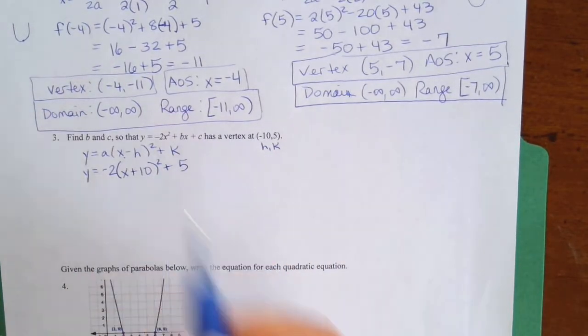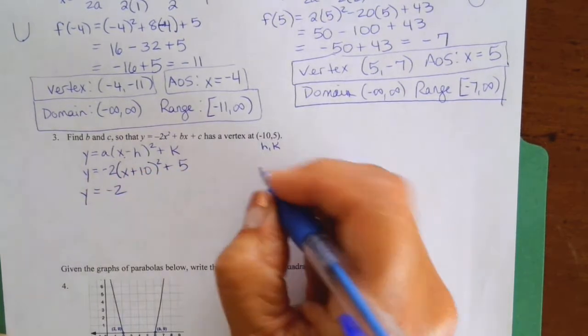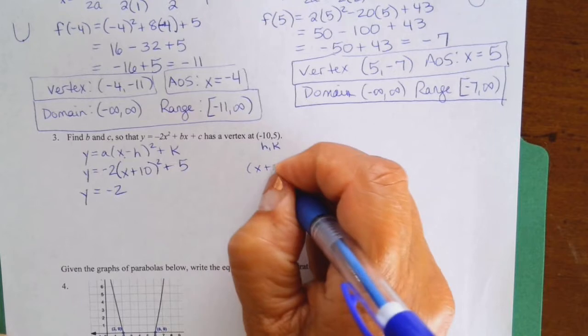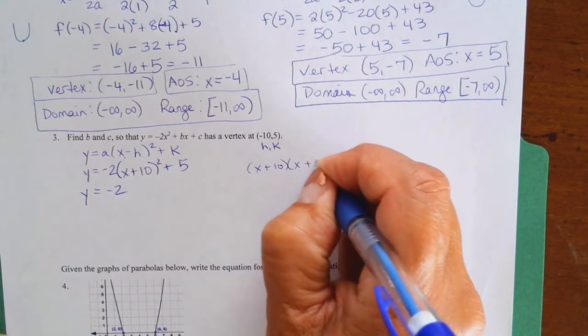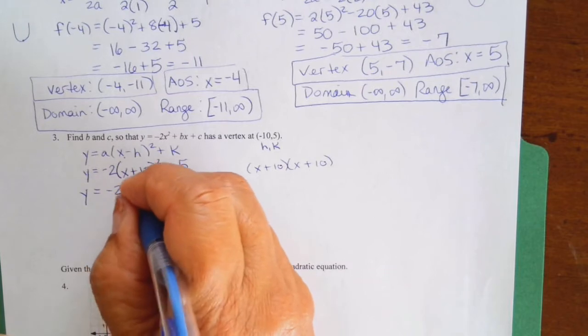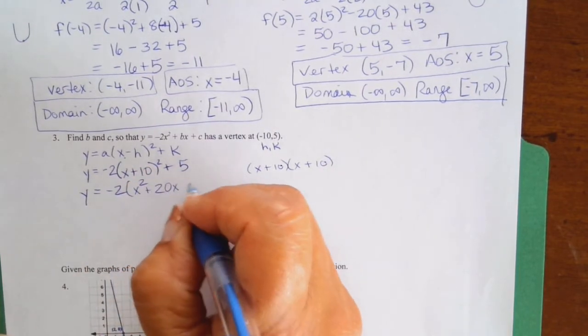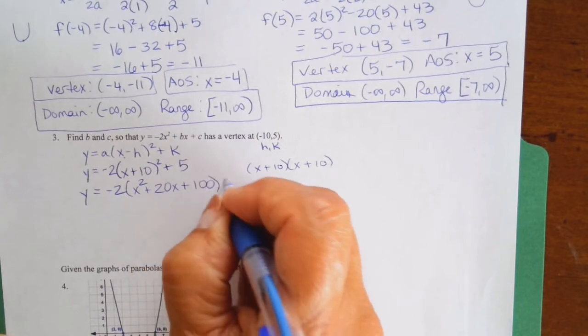So now we're just going to take that like we did on the front and multiply it out. So we're going to FOIL x plus 10, right? x plus 10, x plus 10. So when you FOIL that, you get x squared, 10x and 10x would give you 20x, and then 10 times 10 is 100 plus 5.